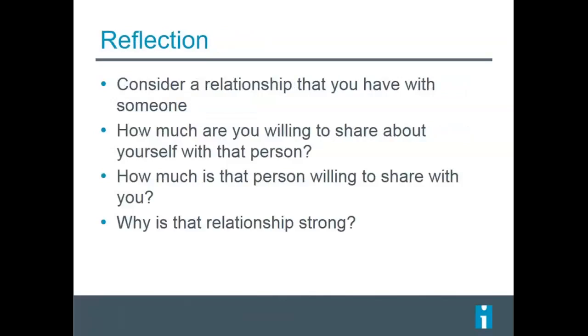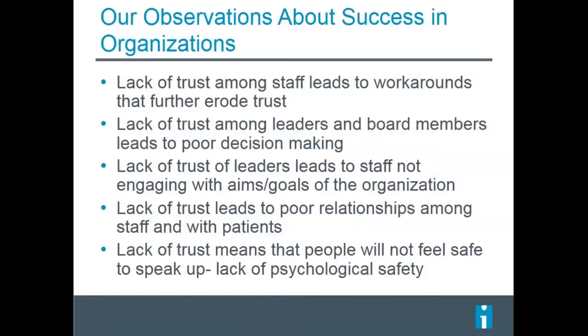I ask you to reflect a little bit as you think about this. Consider a relationship that you have with someone. How much are you willing to share about yourself with that person? How much is that person willing to share with you? Why is that a strong relationship? As you think about those relationships, the ones where you feel you are just not going to share something with someone are really not strong relationships. It's probably just an acquaintance. Whereas one where you have a deep ability to share something that makes you vulnerable means that you have trust in that person, and that person has trust in you. As we go through the rest of the presentation today, we'll continue to build on that a little bit.